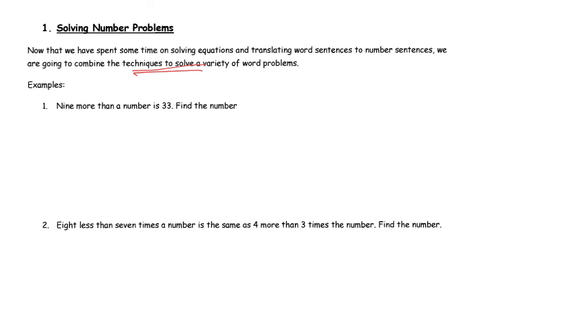9 more than a number. Okay, so 9 more than a number, I don't know what that is, 33. We want to find that number. So, once we've got the equation down, we can go back to the skills that we've developed over the last little while to solve that equation. For example, I've got a binomial on the left-hand side. What I need to do is remove the constant. So I'm going to get x is equal to 24, and that's the number. Okay, the number is 24.